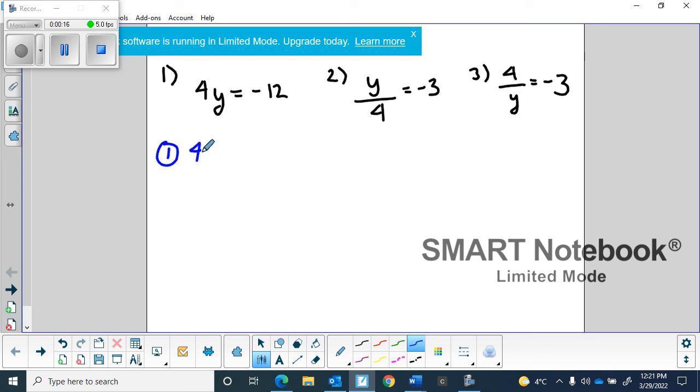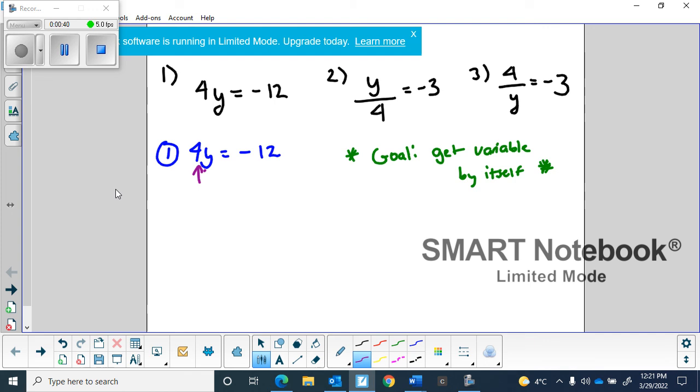4y equals negative 12. Now in class we talked about the whole goal of solving an equation is to get the variable or the letter by itself. Right now, the letter is not by itself, it is attached to a 4. First we have to identify, how is it attached? What operation is attaching the 4 and the y? This is 4 times y equals negative 12.